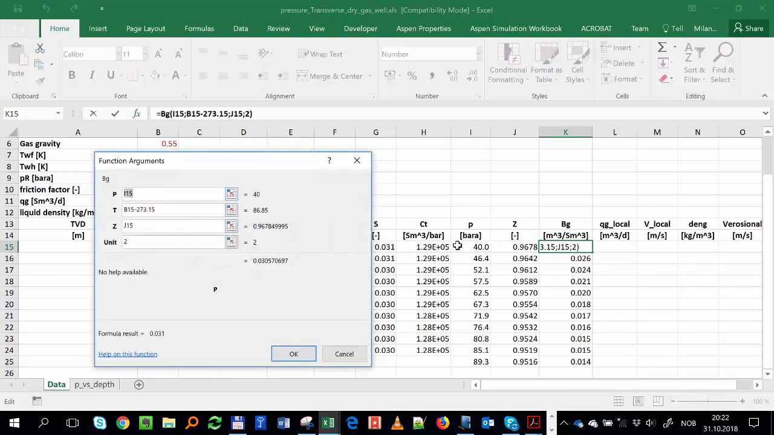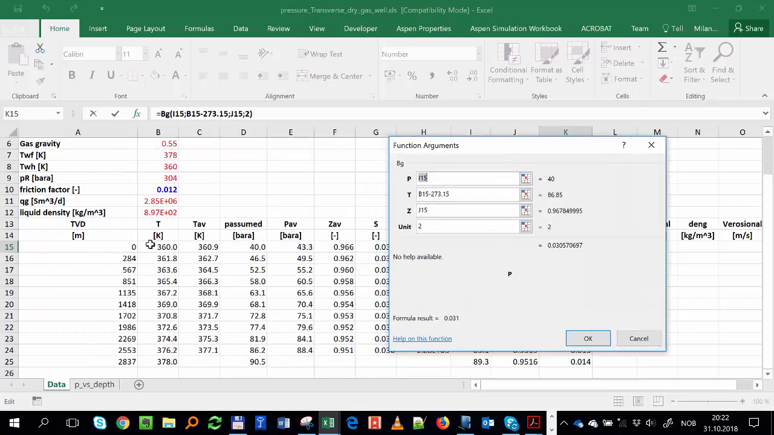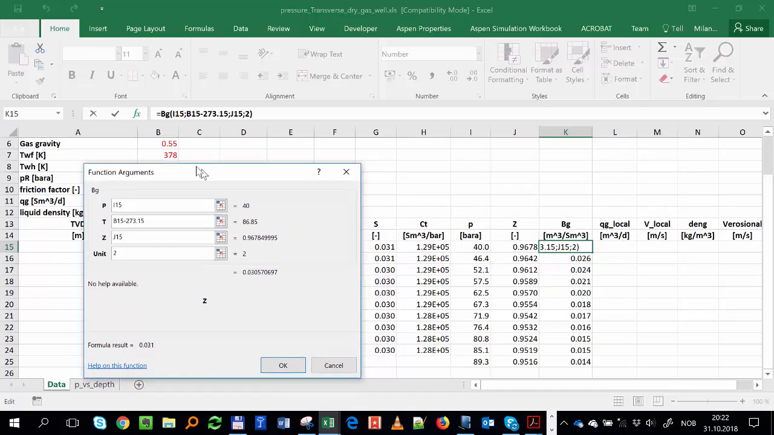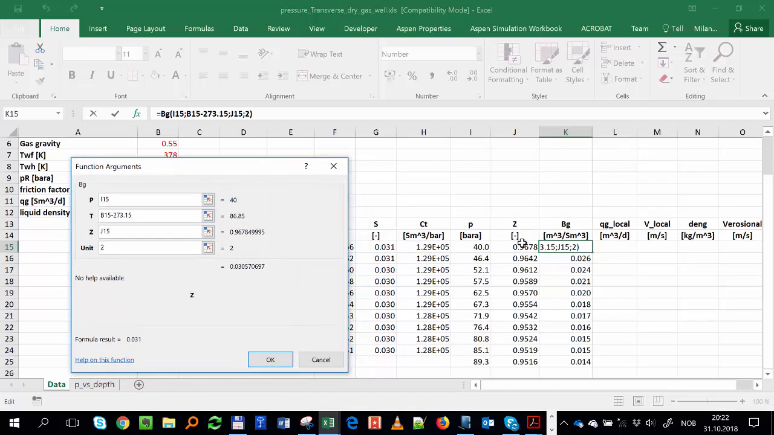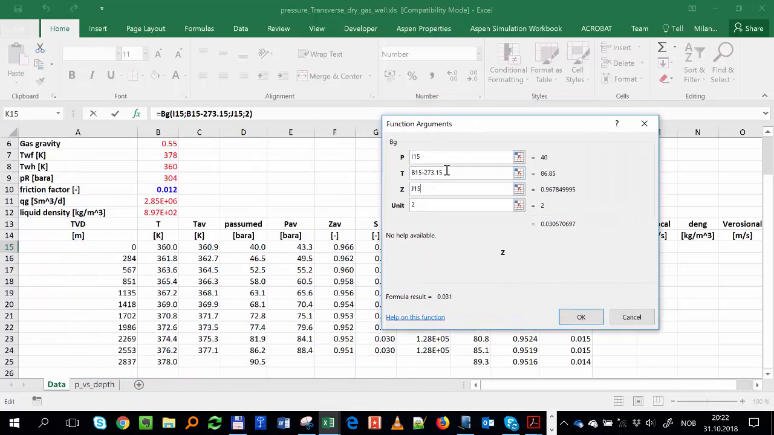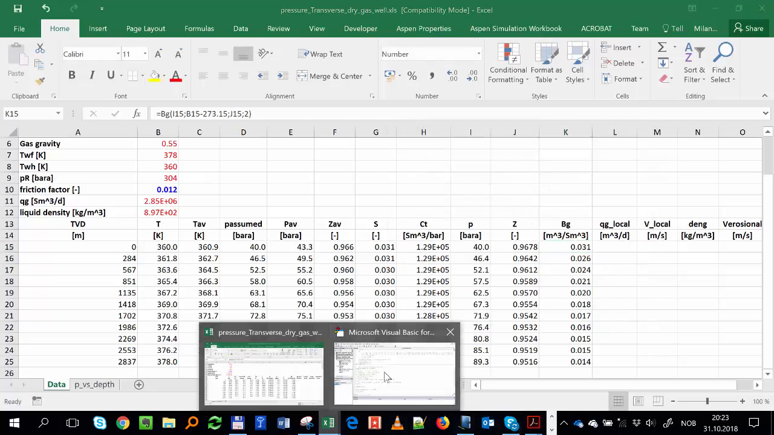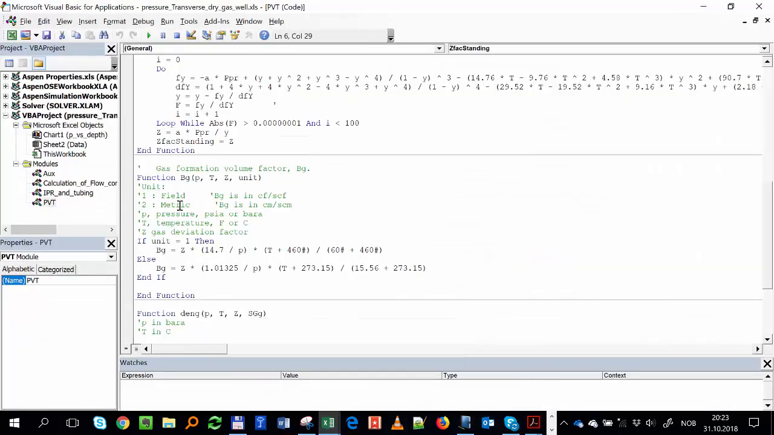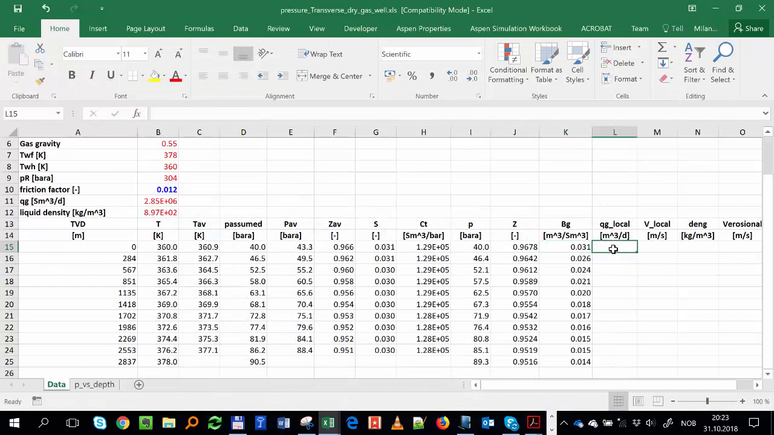BG will be pressure, the temperature in Celsius, which is this guy here, B15, J15, yes? Because the temperature has to be in Celsius, and here it is in Kelvin. If you go to the function, Alt F11, you will see that it requires the temperature in either Fahrenheit or Celsius.